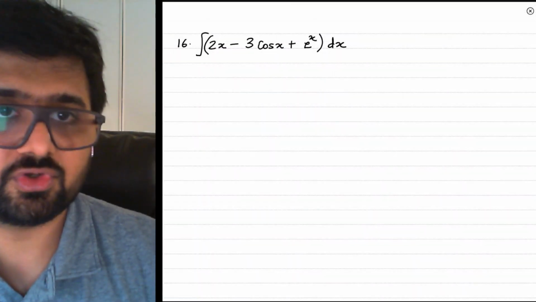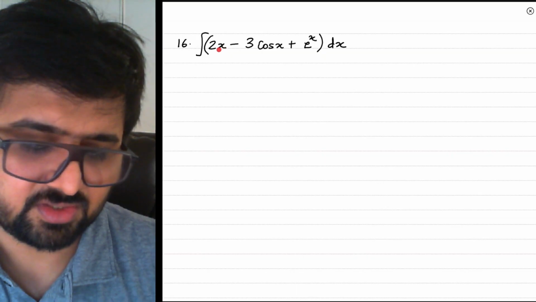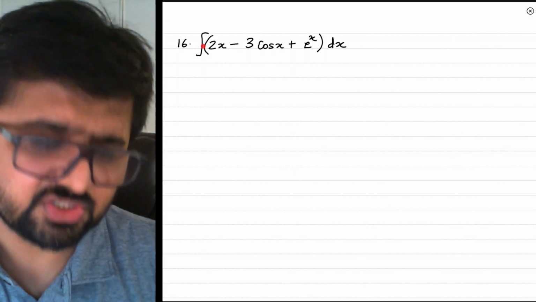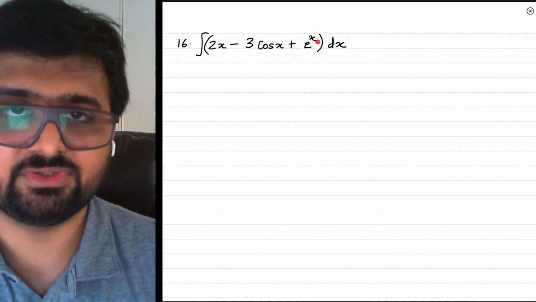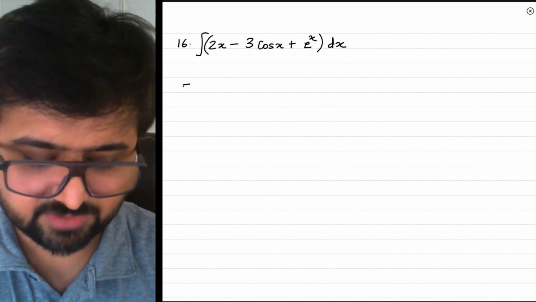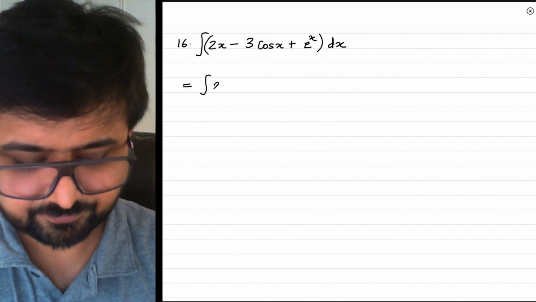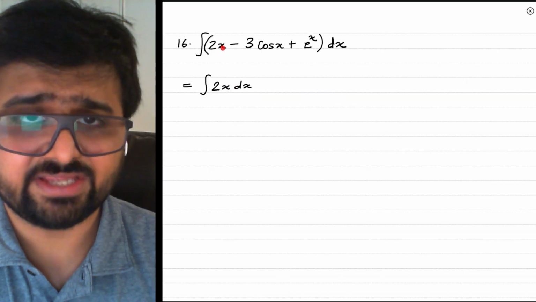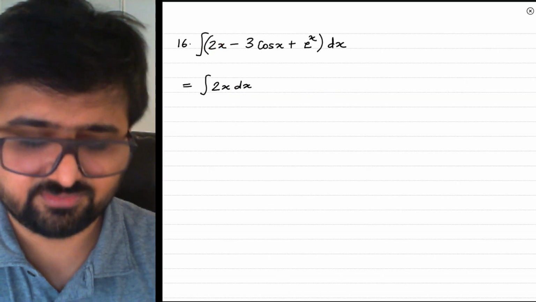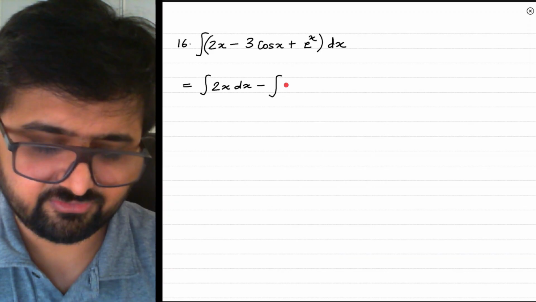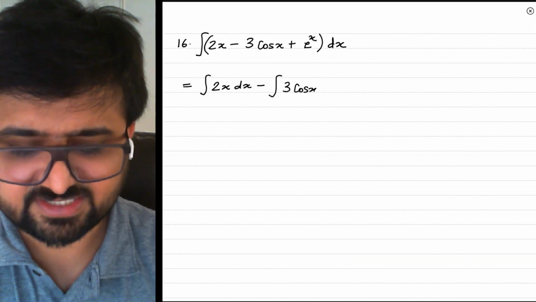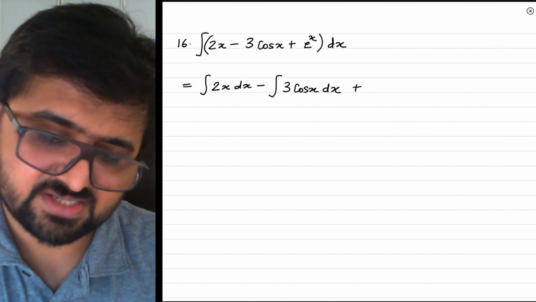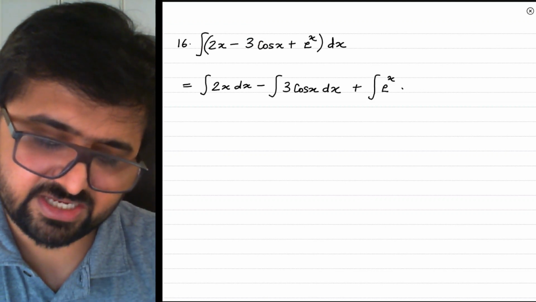All right, let's move to question number 16 now. It's just simple subtraction and addition of terms. You can split the integral directly between those terms. So that will become integral of 2x dx, the first term, give the integral to the first term, minus integral of 3 cos x dx, give the integral to the second term, plus integral of e to the power x dx.